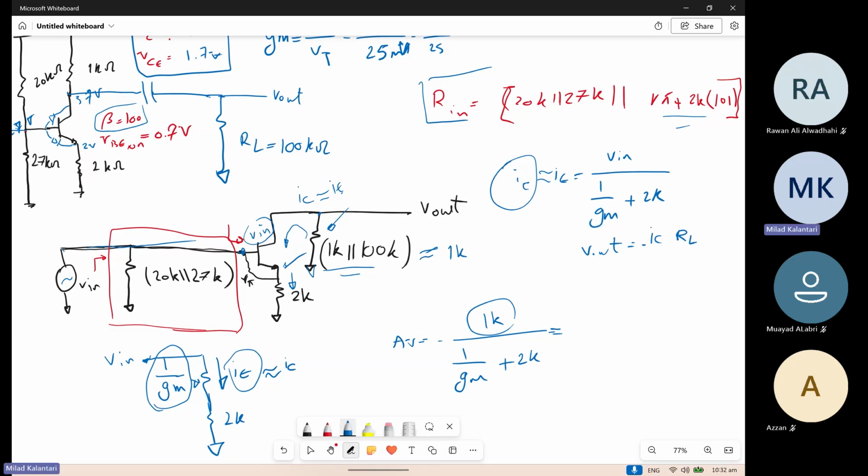So can you tell me what is the value of the gain now with this circuit? It's almost half, right? Because it's how much? Yes, right? Because the 1 over gm, you remember, is considered a small impedance.